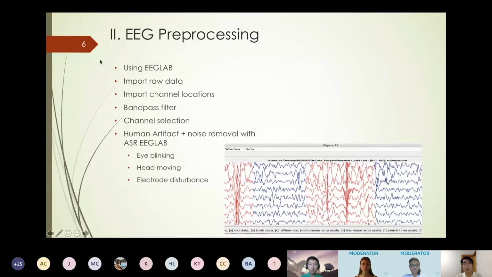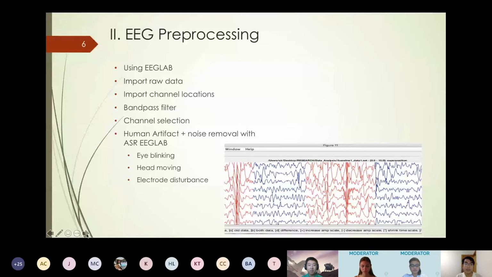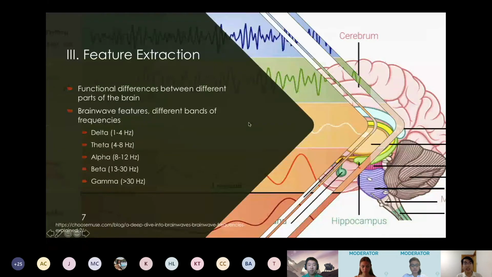So I've developed an EEG preprocessing pipeline using EEGLAB. First is to import the raw data and import the channel locations. In this case, we're using an off-the-shelf student-designed EEG headset of 8 electrodes. Then we apply the bandpass filter, channel selection, as well as rejecting EEG noise and human artifacts using the ASR from EEGLAB. Some of the human artifacts include eye blinking and hand moving, and the noise can originate from electrode disturbance. And this figure shown here is a picture illustrating how we eliminate those artifacts in the EEG data.